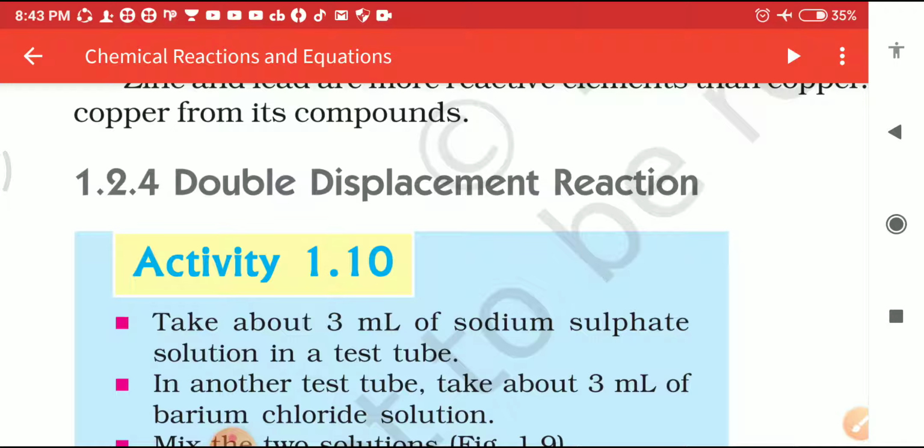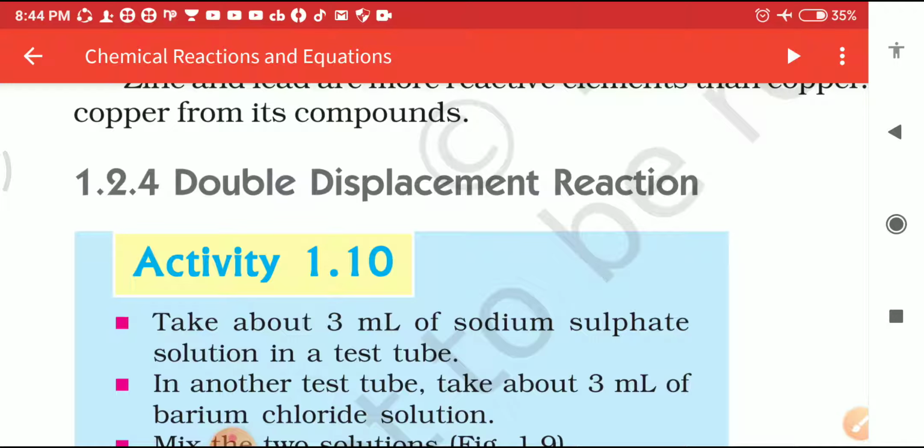First of all, in the displacement reaction, we have studied that the more reactive matter can displace the less reactive matter. But here the word double is written. I want to give you the definition here. Those reactions in which two compounds react by an exchange of ions to form two new compounds are called double displacement reactions.